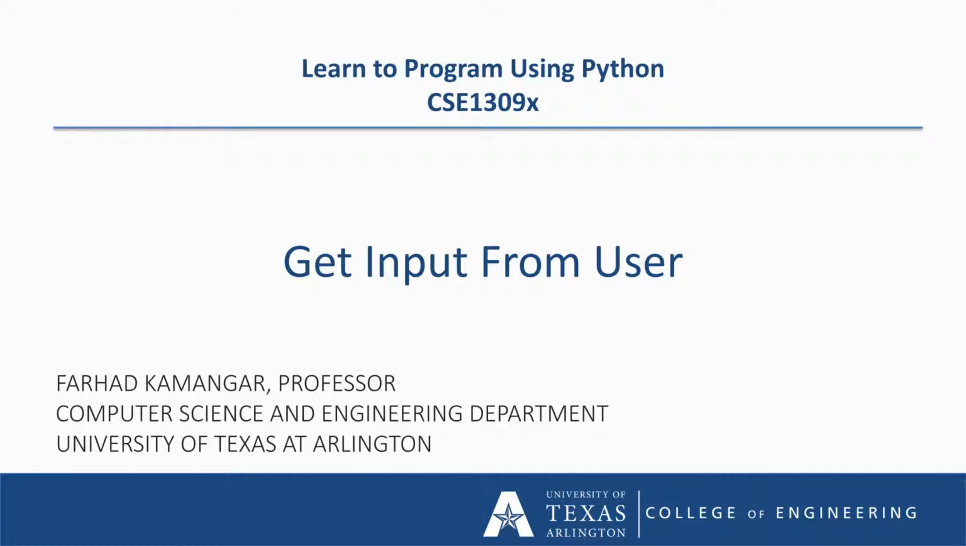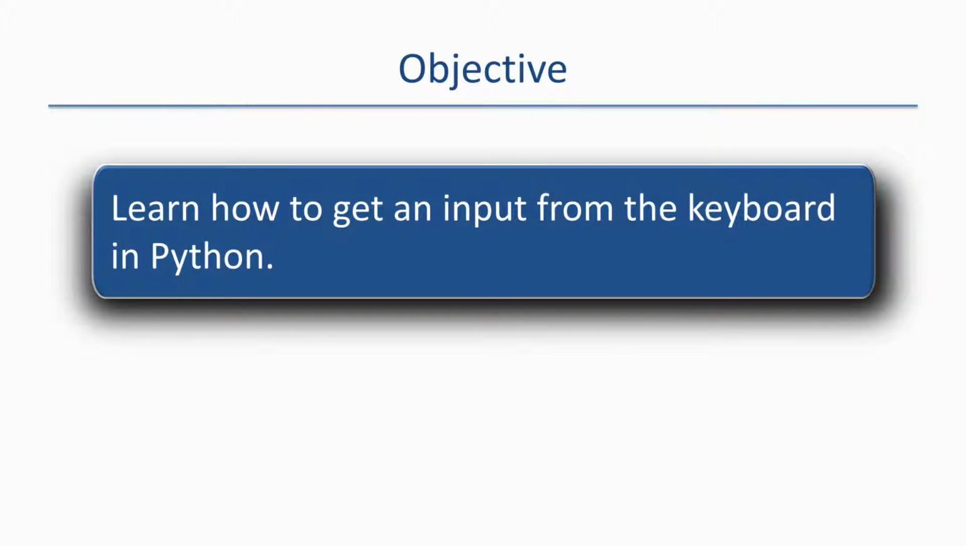Input to a program can come from different sources. For example, an input can come from a mouse click, or from another computer, or from a file, or from the keyboard. In this lesson, I will talk about how to get an input from a user by using the keyboard. Other types of inputs will be discussed in future lessons. The objective of this lesson is to learn how to get an input from the keyboard in Python.